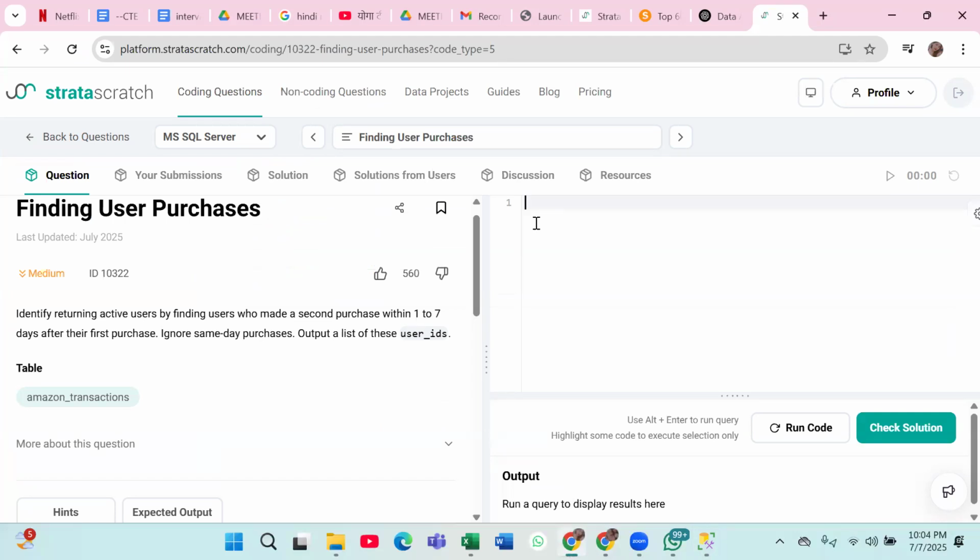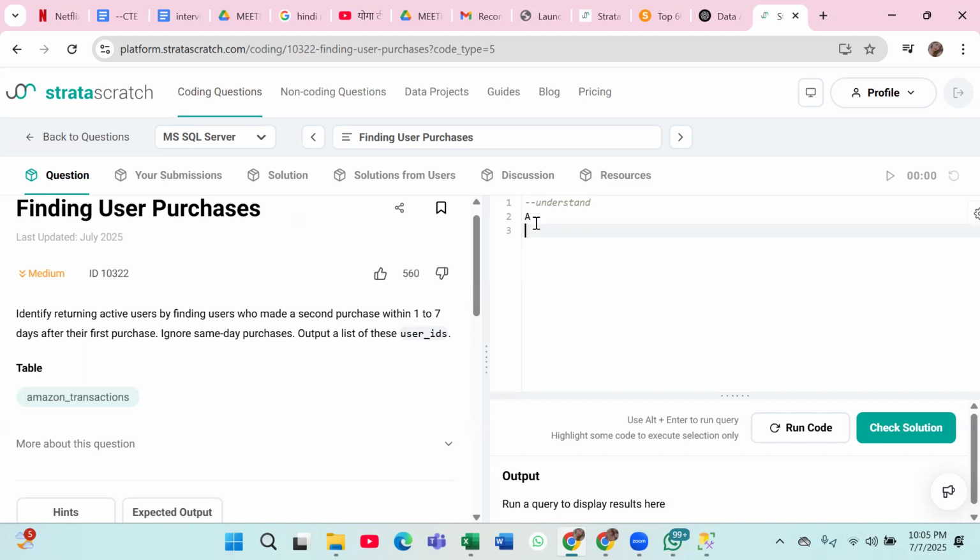So what are they talking about? Our first thing is to understand our question. Read it carefully and do let me know what you are able to understand. It's just English. I'm not asking you to solve the question right now. So for me, what I understand here is that we're trying to identify the active users that made a second purchase within 1 to 7 days. Yes, so what he is talking about, he is correct.